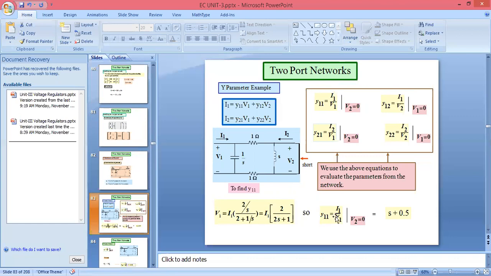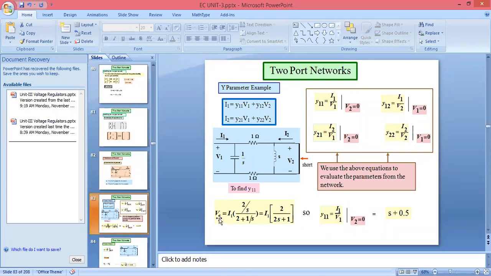But we know y11 equals I1 upon V1. So I1 upon 2 upon (2s plus 1). So what will the equation become? (2s plus 1) upon 2. So you will get here 2s upon 2, which is nothing but s, and 1 by 2 is nothing but 0.5. I have written it here shortly. You are supposed to solve these equations on your own. Already we have seen these examples in our previous session, how we are supposed to find the y parameter, z parameter, admittance. So you are supposed to do these things on your own.